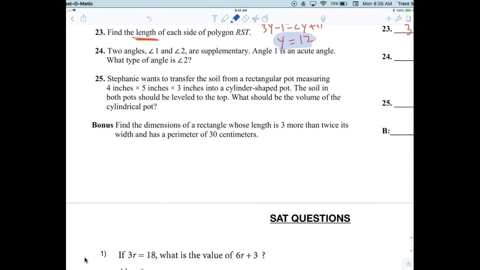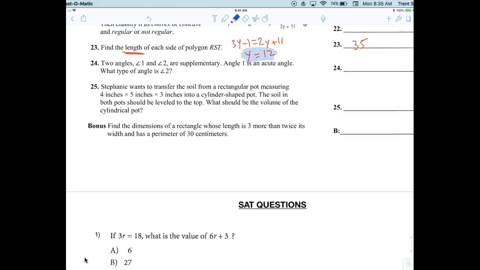Stephanie wants to transfer the soil from one rectangular pot measuring 4 by 5 by 3 into a cylindrical shaped pot. The soil in both pots should be level to the top. What should be the volume? Well, the volumes are going to be the same. Do you agree? So they're telling you the volume should be equal, right? So to find the volume of a rectangular, it's just 4 times 5 times 3. And so the answer would be 16. Yes. All right.